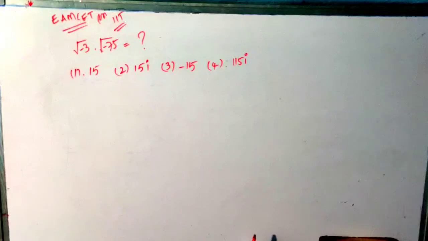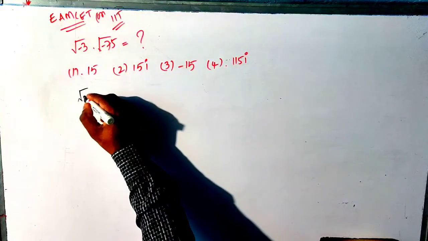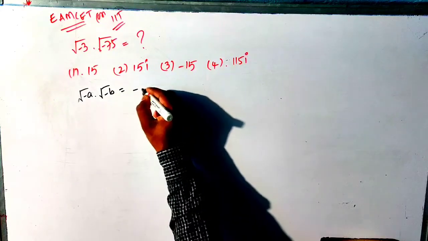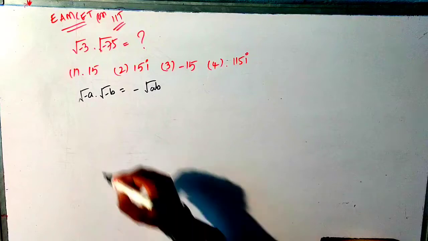Square root of minus 3 into square root of minus 75 is equal to how much? So options are 15, second one is 15i, third one is minus 15, fourth one is 115i. So this is the given question. So we know that square root of minus a into square root of minus b is minus square root of ab. Clear?